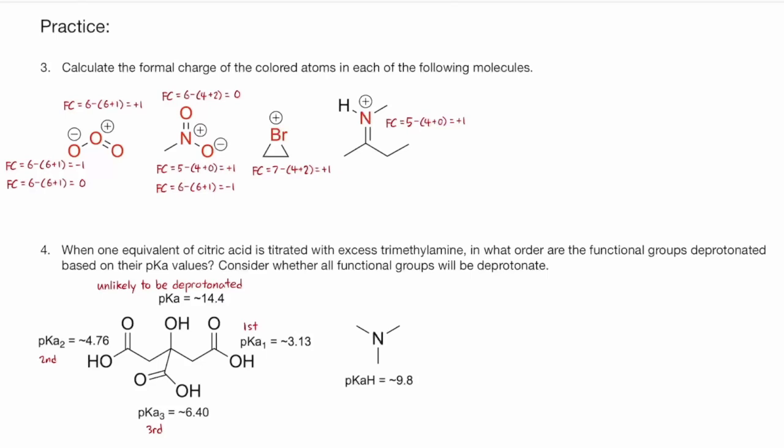In summary, during the titration of citric acid with excess trimethylamine, the three carboxyl groups will be deprotonated in the order of their increasing pKa values, and the hydroxyl group will remain protonated.